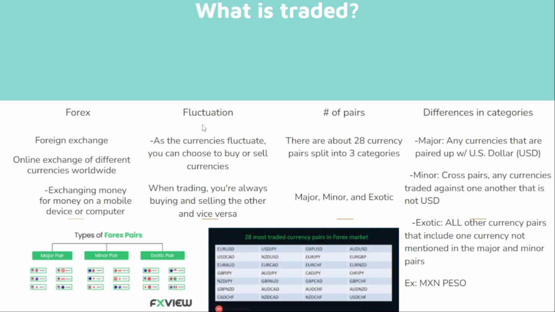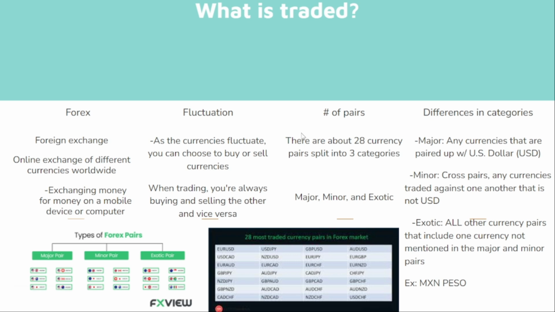There's something called fluctuation, which I don't know if you know what fluctuation means. It basically moves around a lot. It could go up or down. So as the currency fluctuates, you can choose to buy or sell currencies. So when trading, you're always buying one currency and selling the other, and vice versa. What I mean by that is, if you're buying the currency, somebody else is selling it, and if you're selling the currency, somebody else is buying it. So you're always doing one or the other.